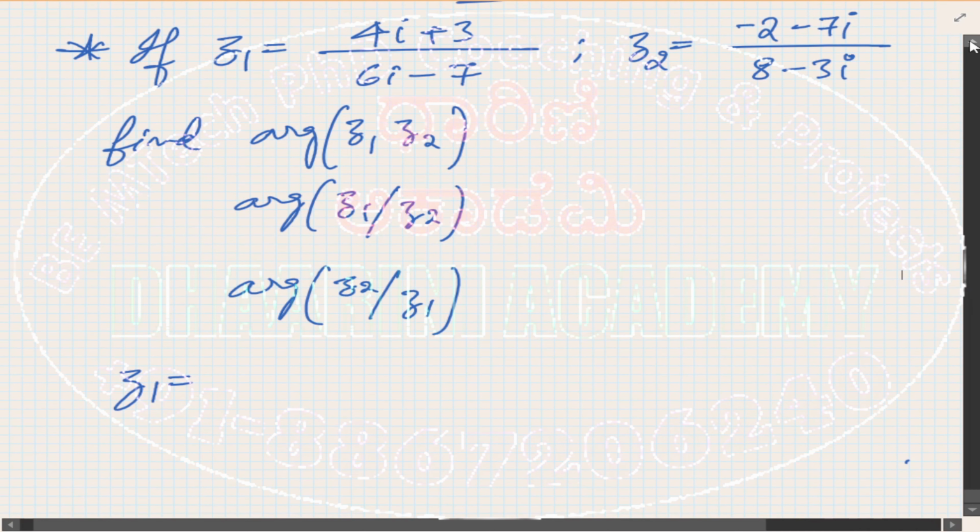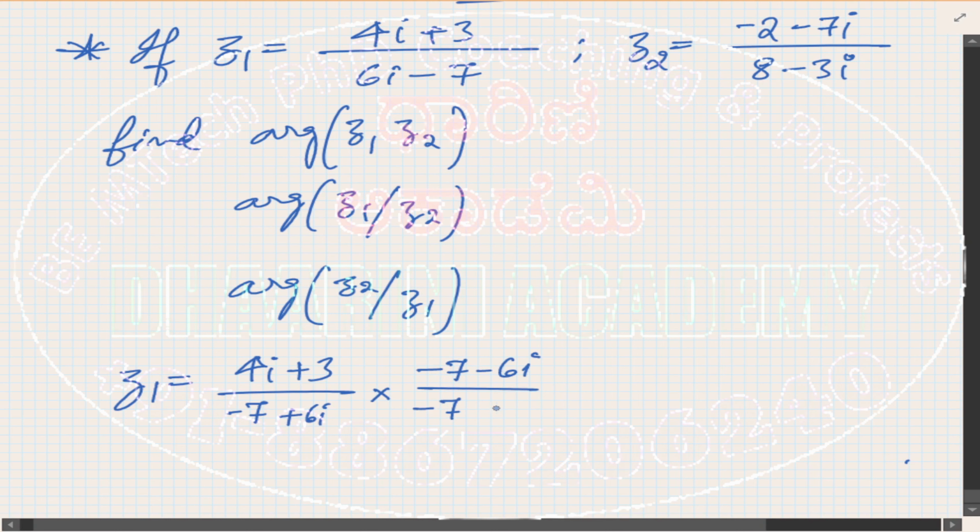This is 4i plus 3 divided by, I'll write the denominator in the reversed order, that is minus 7 plus 6i. Okay, now you multiply this. In order to calculate the theta, I need to first rationalize. So multiply minus 7 minus 6i divided by minus 7 minus 6i. Okay, do you have any doubt in this step? No, right?